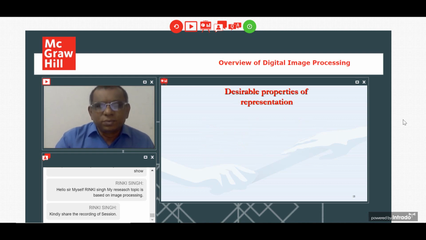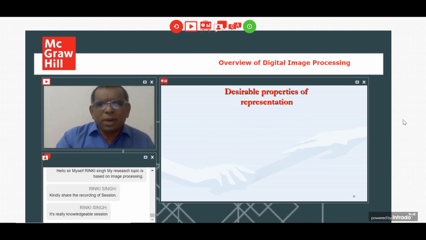Now, what are the desirable properties that the transformation should address? The first important property that is desirable is generality. That is, the image transform should be in a position to represent wide classes of images. The next one is it should have very good energy compaction. That is, much of the information in the image should be represented by a few transform coefficients.